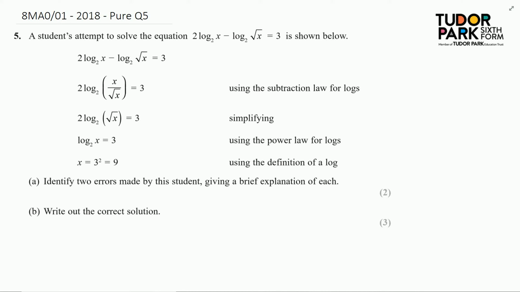So here I need to identify errors made in this question, a new type of question for this exam specification. The first error I can see is moving from line 1 to line 2, which is that the subtraction has been made even though these logarithms have different coefficients. So that would be our first statement.